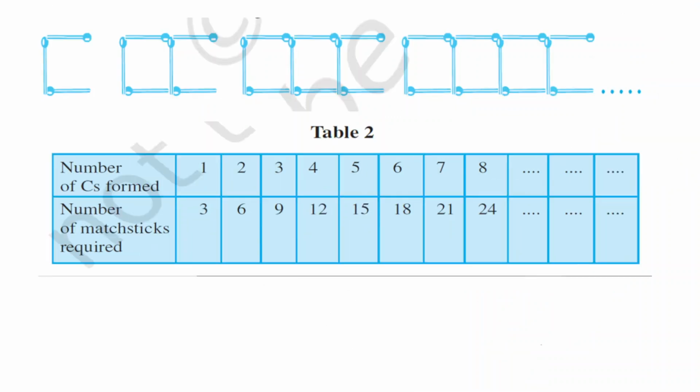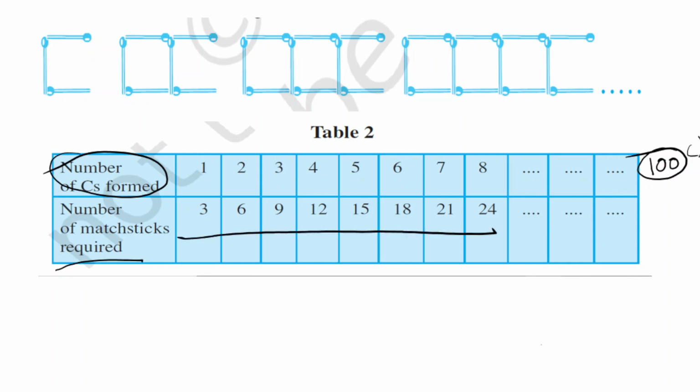And children, this is your turn to form a rule to find out the number of matchsticks required for the number of C's formed, for any number of C's formed. Children, you find out how many sticks are required to form 100 C's. How many matchsticks are required? You form a rule to find out the number of matchsticks by using this table.